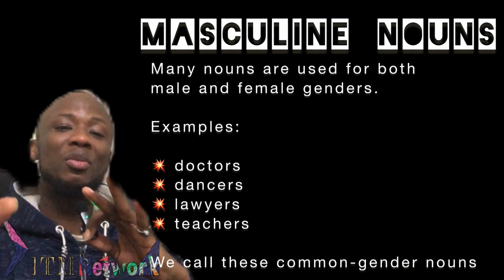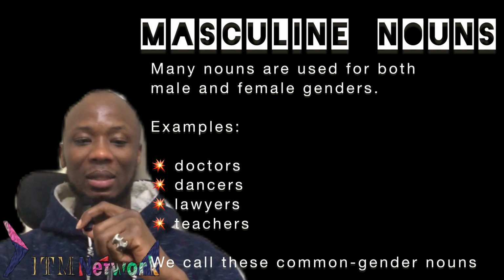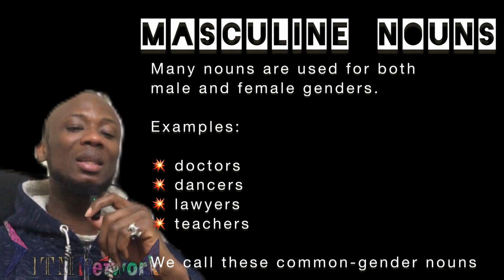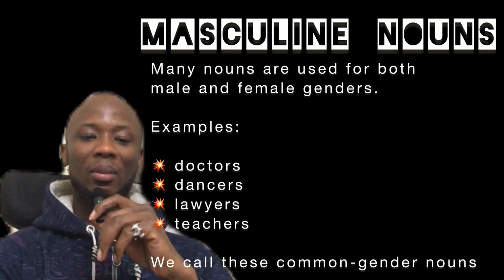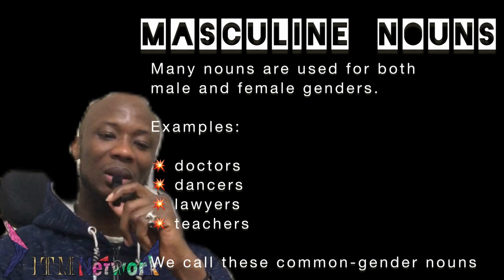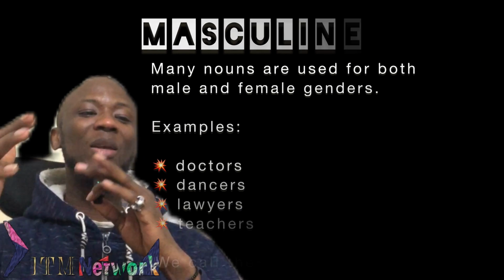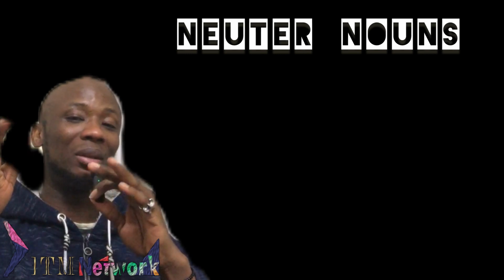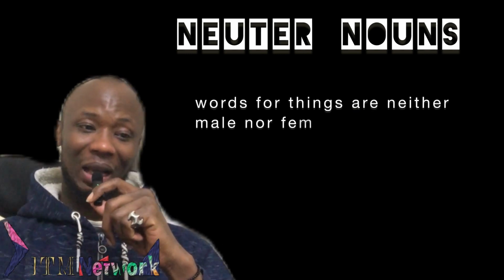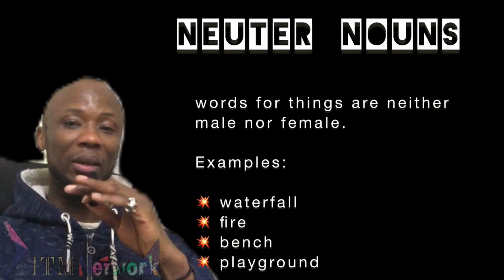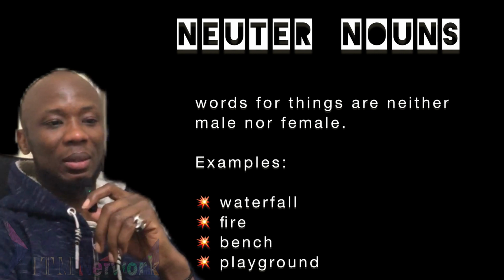Many nouns are used for both males and females, like doctors, dancers, scientists. We call these nouns common gender nouns. Teachers, pupils. Words that are used for things that are neither male nor female have no gender. They are called neuter nouns, like bench, leaves, fire, mirror, and a host of others.